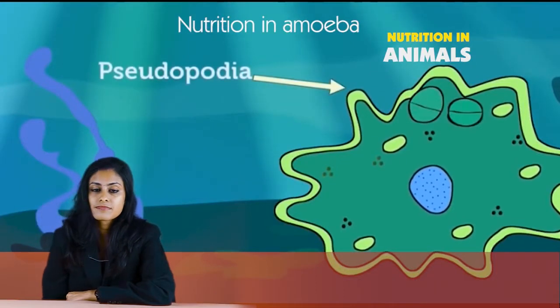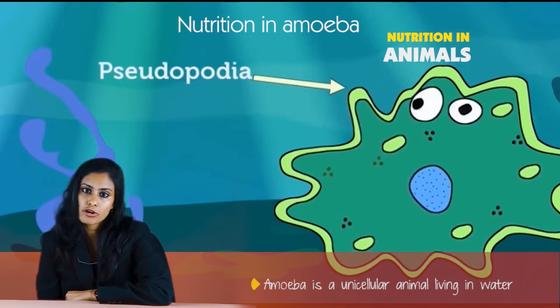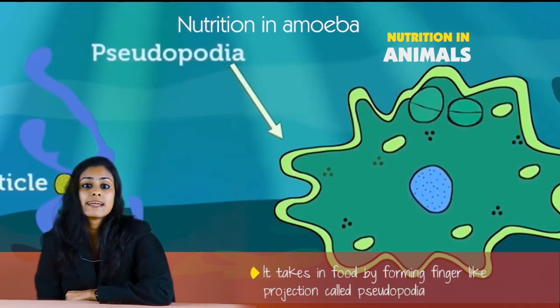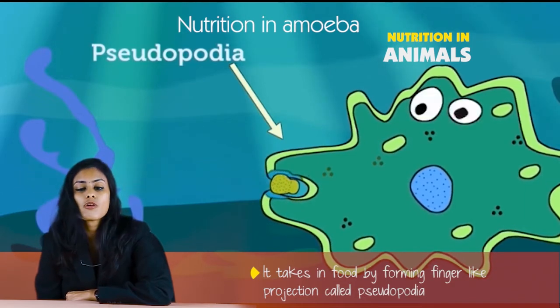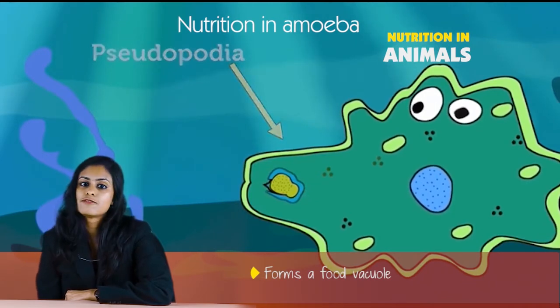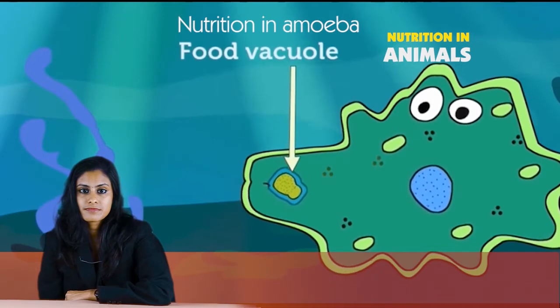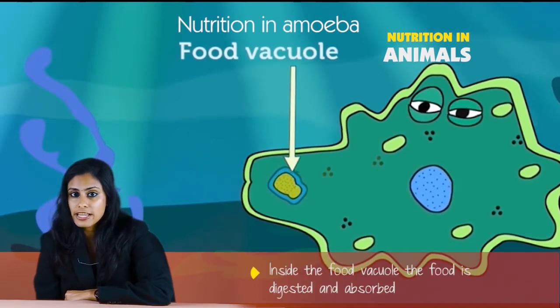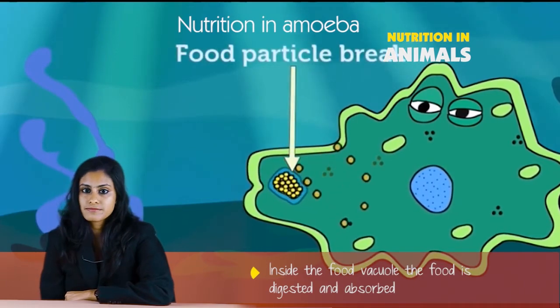Nutrition in animals. Let's see first nutrition in amoeba. Amoeba is a unicellular animal living in water. It takes in food by forming finger-like projection called pseudopodia. Then it forms a food vacuole. Inside the food vacuole, the food is digested and is absorbed.